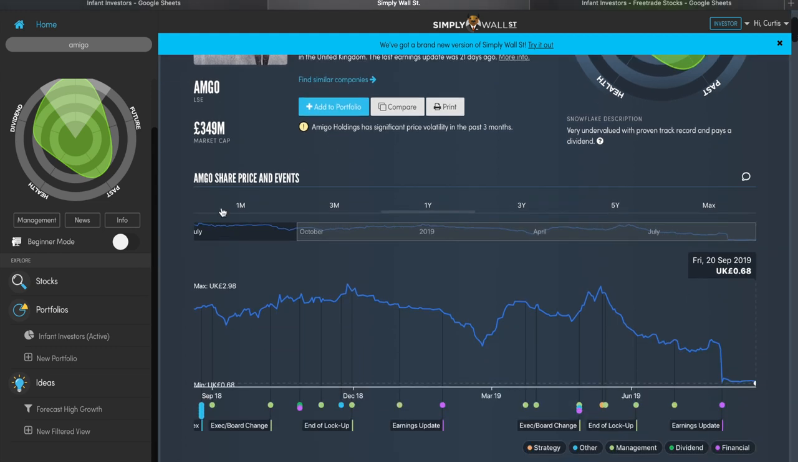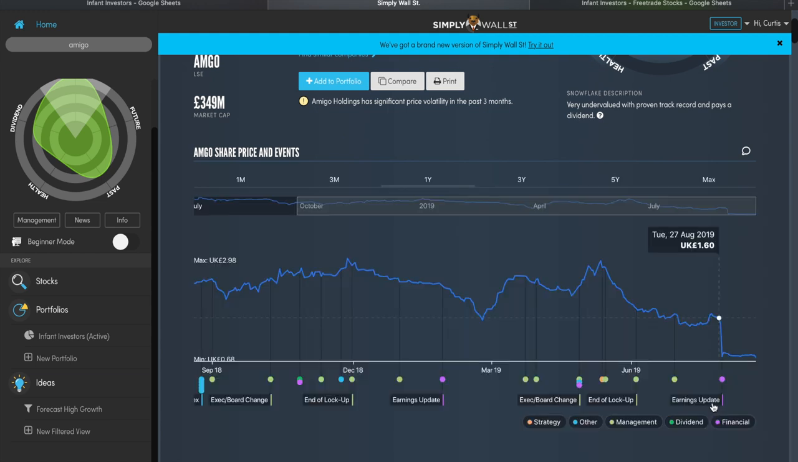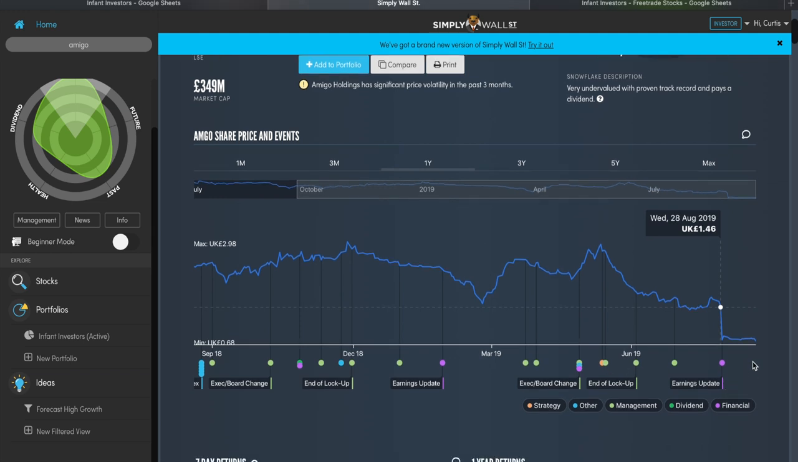We can see the graph has been tailing off, and then you can see that it's tanked here. When we click on the event to try and find out why it's tanked, it's not giving me the information, but usually, typically, I would get a little bit of an answer as to why. For some reason, maybe this is because I'm using the old Simply Wall Street, maybe.